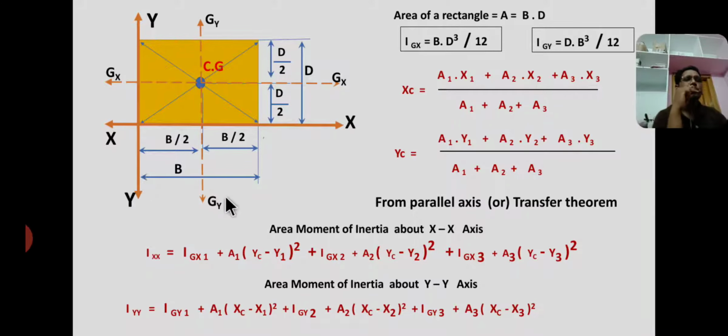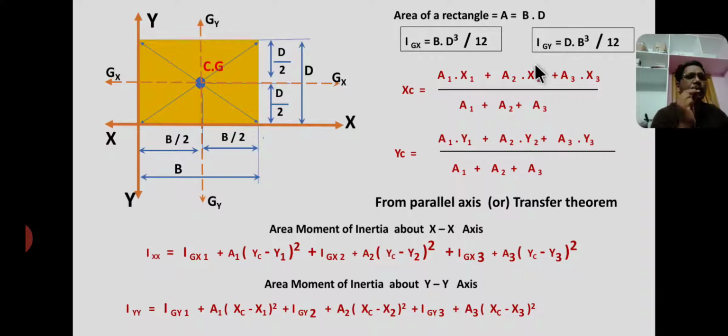Here, IGX is called the area moment of inertia about the centroidal GX axis. Okay, about this axis, IGX equals BD cube by 12. Similarly, the area moment of inertia about the centroidal Y axis, this axis, that is IGY, equals DB cube by 12.